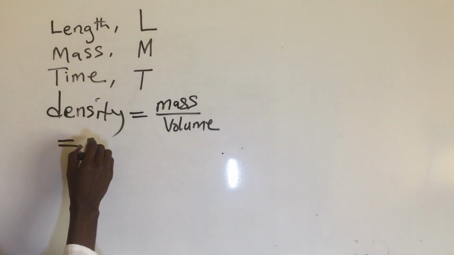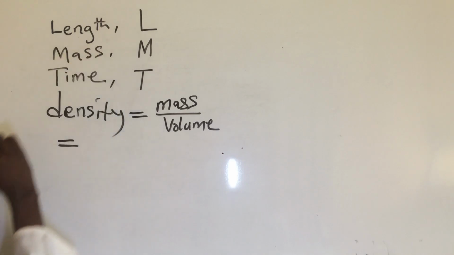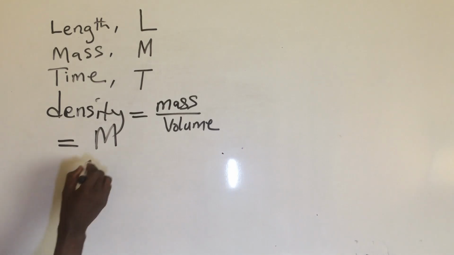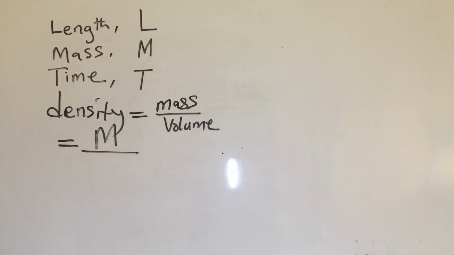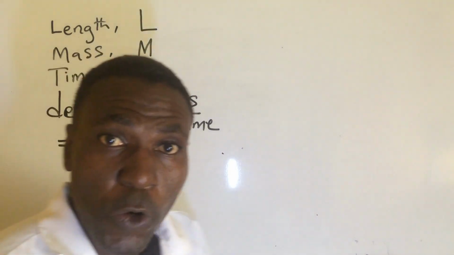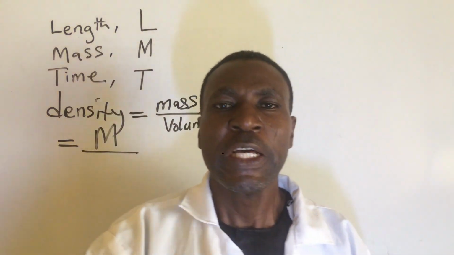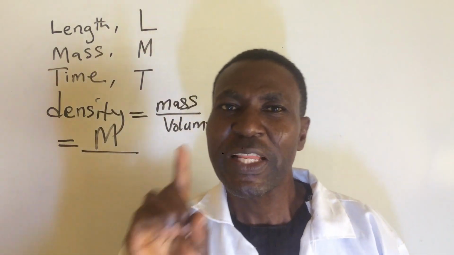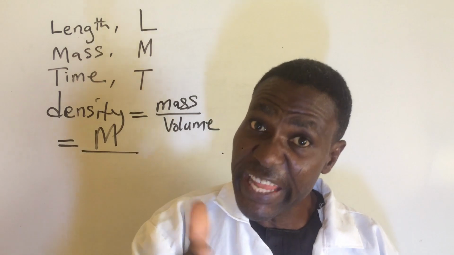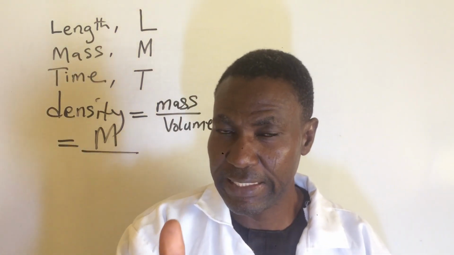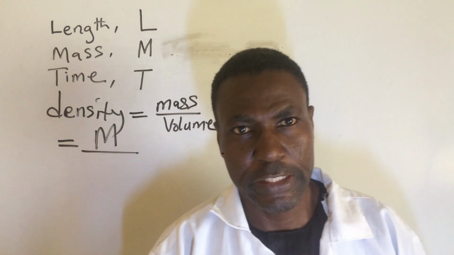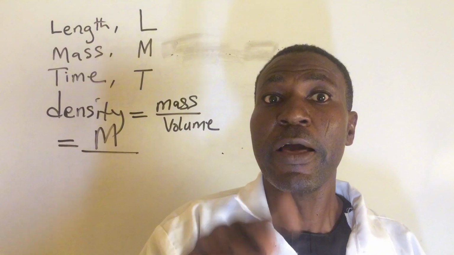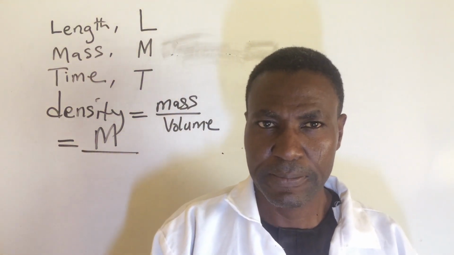mass. Our mass is what in terms of this fundamental quantity? Our mass is capital letter M all over volume. What is the volume? You now check the formula of volume. The formula of volume is equal to length times breadth times height. Okay, I repeat, the formula for volume is length times breadth times height.